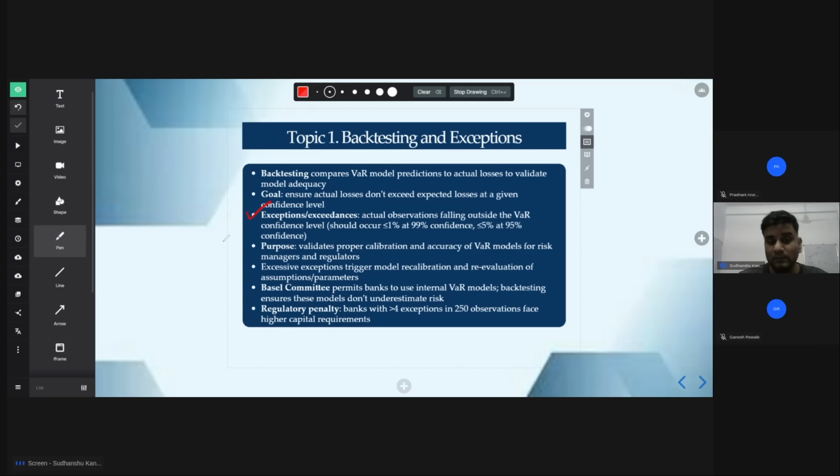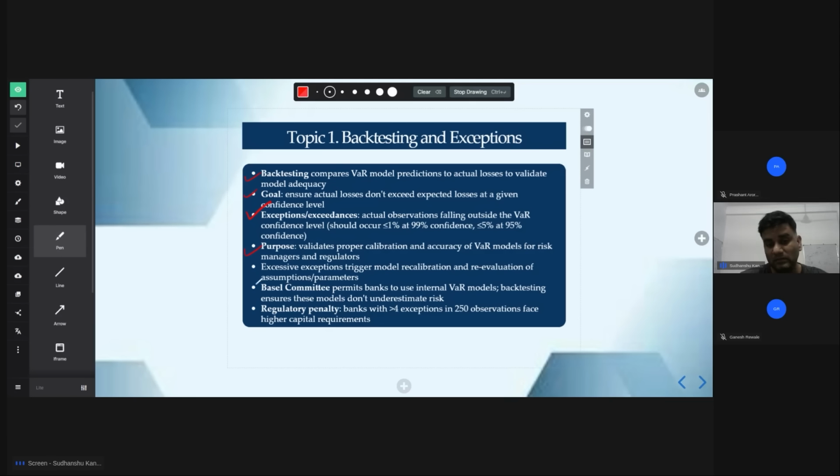Now, what is the purpose of backtesting? The purpose of backtesting is to confirm whether the model is properly calibrated or not. You also try to detect if the assumptions need revisions, assumptions for your volatility and assumptions for your distribution. And there is definitely a regulatory use. It ensures banks' internal models don't understate your risk.